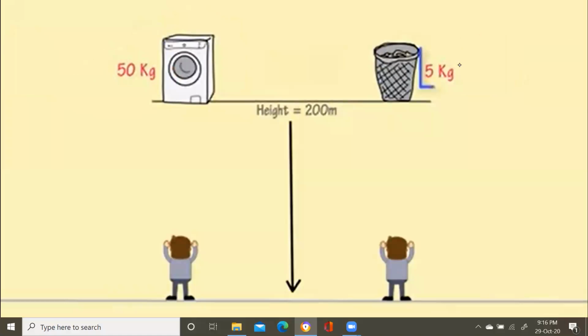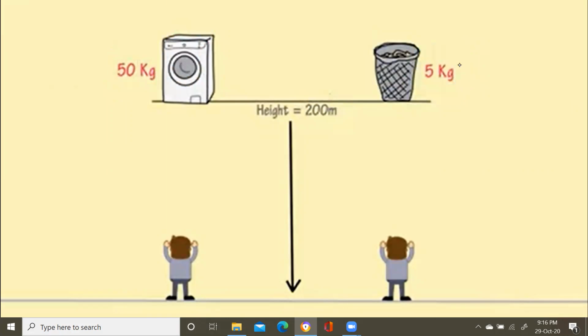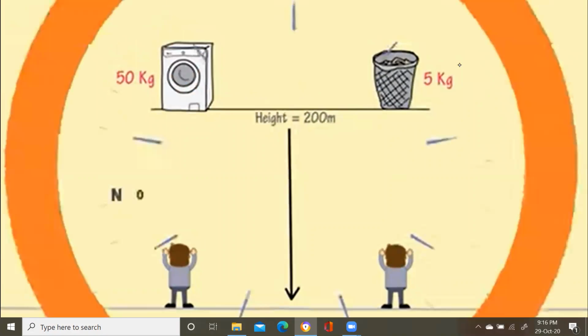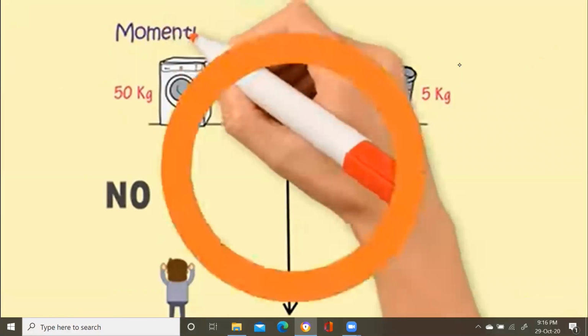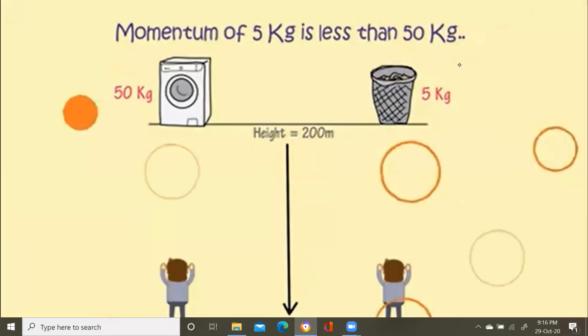Is it because the mass of 5 kg is less than 50 kg? The answer in physics is no. It is because the momentum of the 5 kg body is less than the momentum of the 50 kg object.